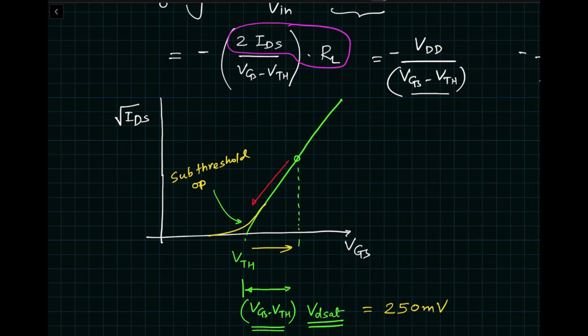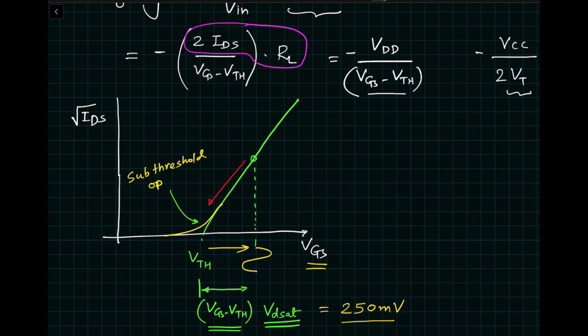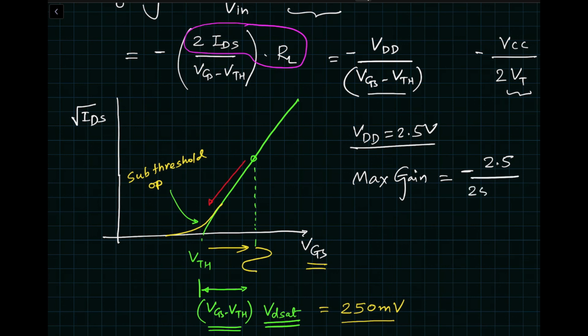Another thing to note is you're applying a sinusoidal input signal on top of this VGS DC bias. So we want to make sure that whatever signal you apply doesn't drive the transistor into the subthreshold region also. That's one more reason why you would like to choose VGS minus VTH to be a little bit larger. Having said this, we can now calculate the value of the MOSFET gain, for VDD equal to 2.5 volts. The max gain will be minus 2.5 divided by 250 millivolts, and that will be equal to minus 10.